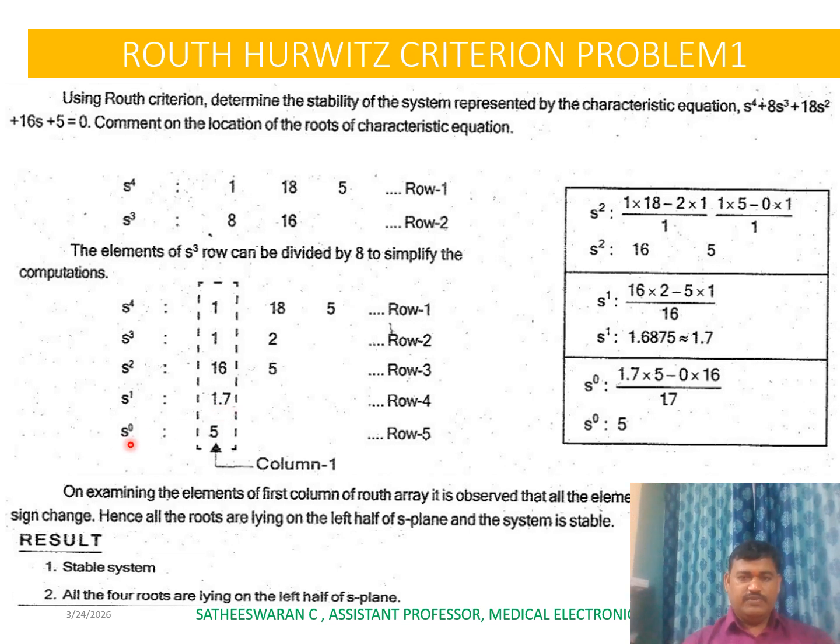You have to compute the s power 0 row. S power 0 row: 1.7 into 5 minus 16 into 0 divided by 1.7, you will get 5. If you observe the first column of the Routh array, no sign changes are observed. If there are no sign changes in the first column of the Routh array, it means that all four roots lie on the left half of the S plane. So the system is a stable system.